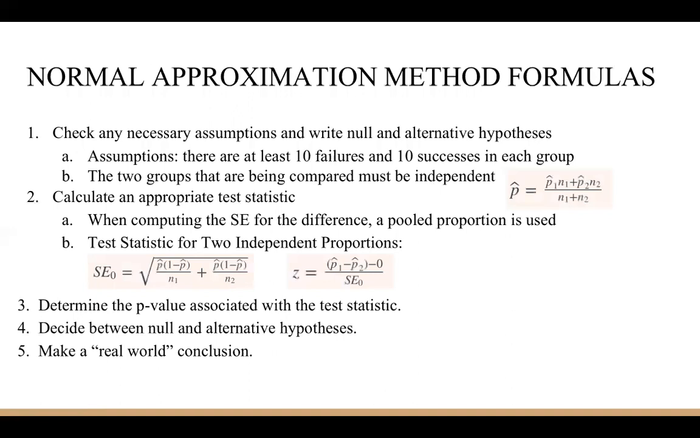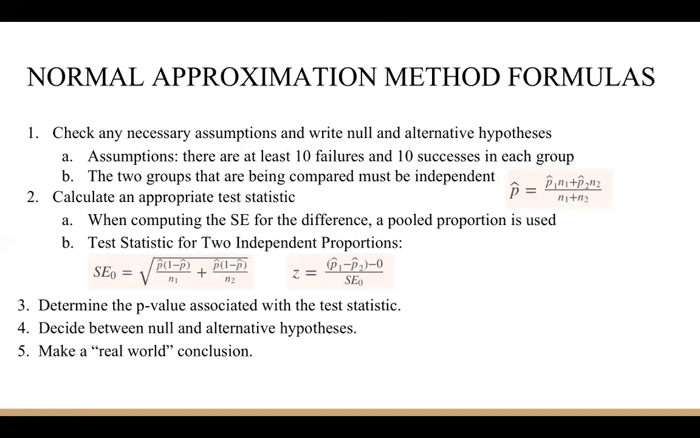And then you calculate your test statistics. So when you're computing the standard error for the difference, you want to make sure that you use a pooled proportion instead of the difference between the two. So the formula for the pooled proportion is just right here. This is what you want to use. Sometimes people can get confused and just use the difference between the two, but you want to make sure that you use the pooled proportion because that can lead you in the wrong direction.